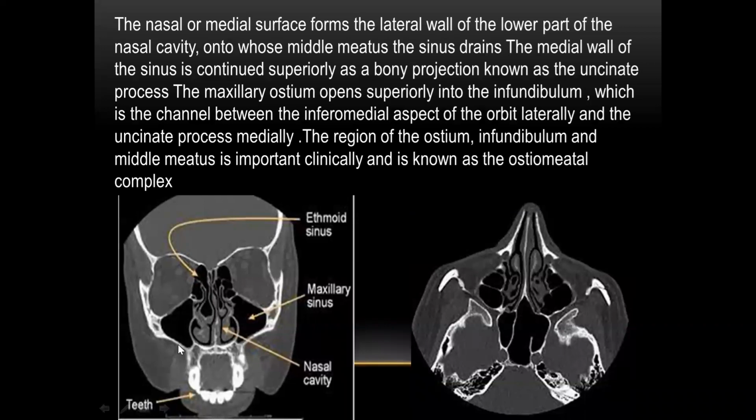This is the bony part that separates the cheek laterally and medially from the mouth with the alveolar cavity. And here it opens into the middle meatus. Here is the ostium and the infundibulum and the middle meatus. Totally, this is what is called the osteomeatal complex.